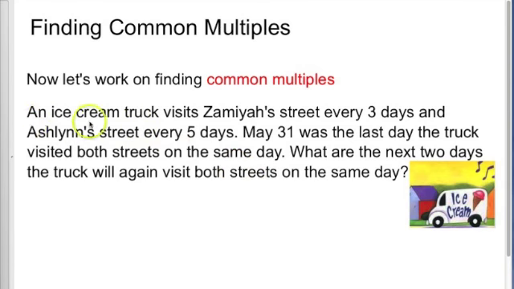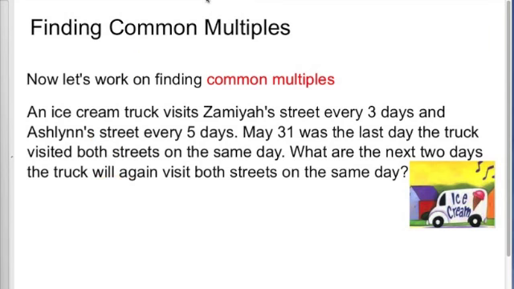Let's read this. An ice cream truck visits Zamaya Street every 3 days and Ashland Street every 5 days. May 31st was the last day the truck visited both streets on the same day. What are the next 2 days the truck will again visit both streets on the same day? So I can see that this is about an ice cream truck visiting Zamaya's and Ashland Street, and we need to figure out when those 2 students will have the ice cream truck visit their street on the same day.